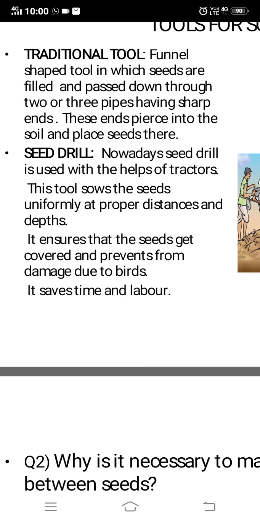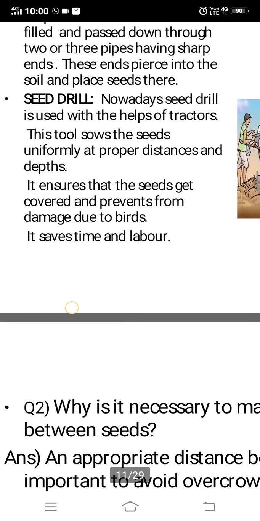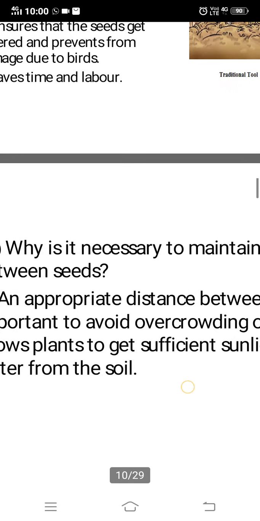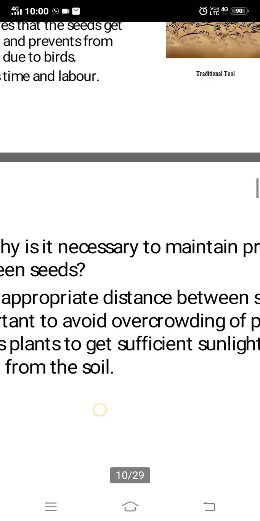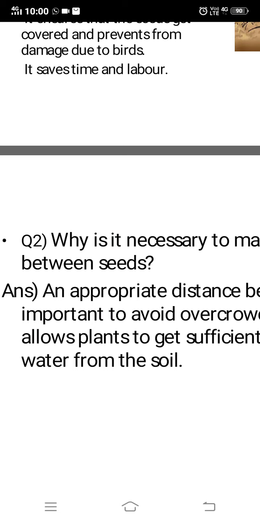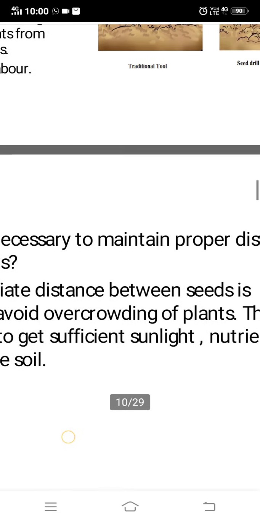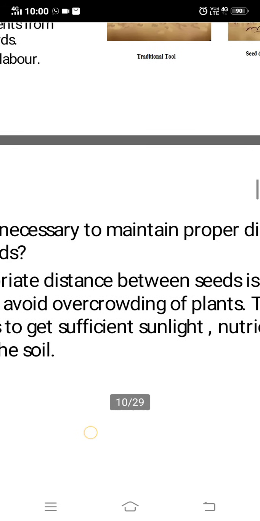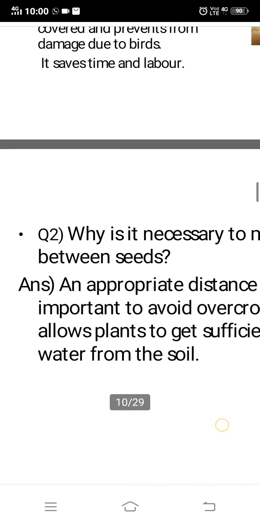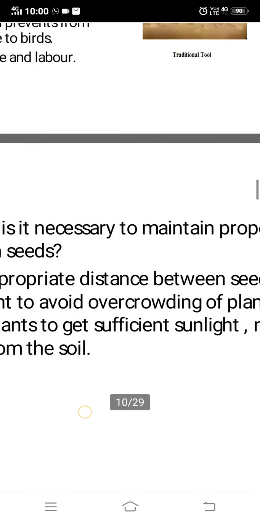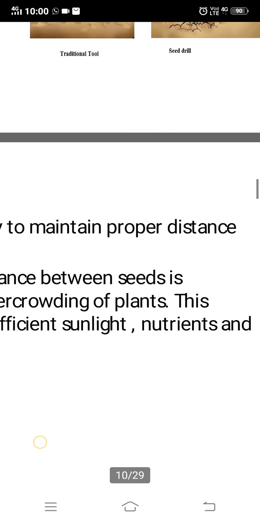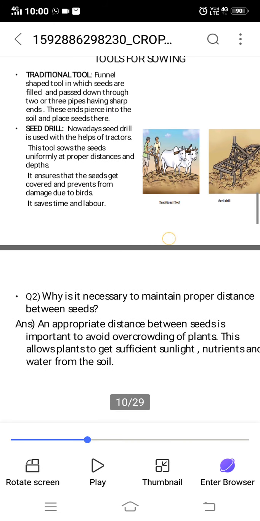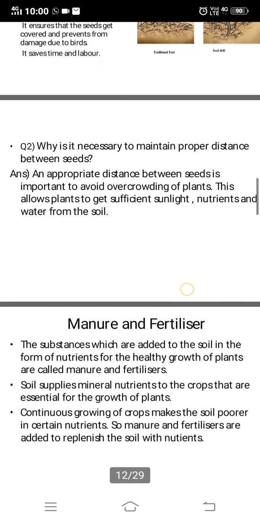So this seed drill will ensure that the seeds go deep inside, and it saves time and labor. Now a question there: why is it necessary to maintain proper distance between seeds? This is what I had discussed now. An appropriate distance between seeds is important to avoid overcrowding of plants. This allows plants to get sufficient sunlight, nutrients, and water from the soil. So that is what we had discussed now.